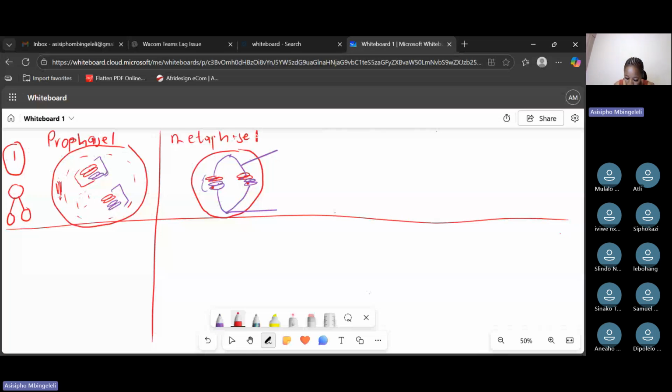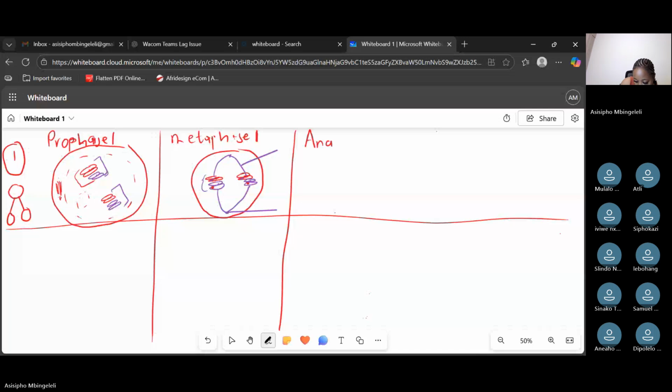We go to anaphase 1. In anaphase 1, they move apart. Now, I want us to look at what is happening here. Remember, in metaphase 1, these chromosomes are arranged randomly. As much as in my diagram, it looks like the chromosomes from the mother are going to be on top and the chromosomes from the father are going to be at the bottom.